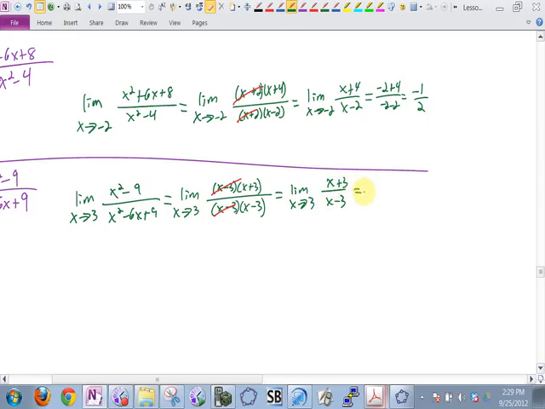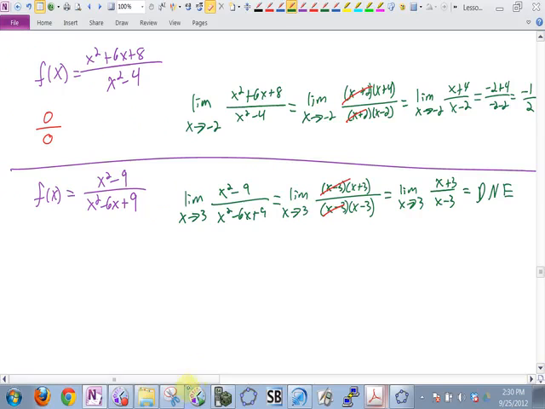So now how do I evaluate that limit? Oh, you can't use direct substitution. That gives you 6 over 0. That means this limit actually does not exist, because you get 6 divided by 0, and that meant that was actually a vertical asymptote to begin with.